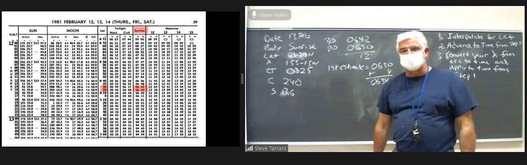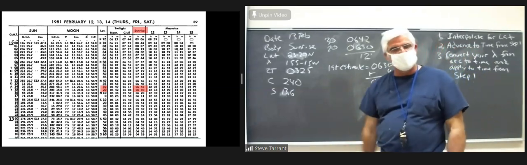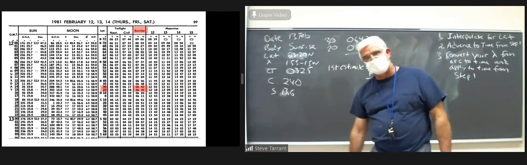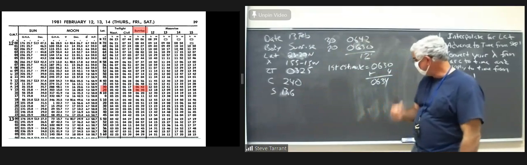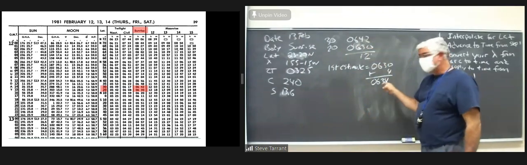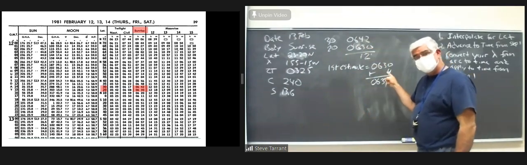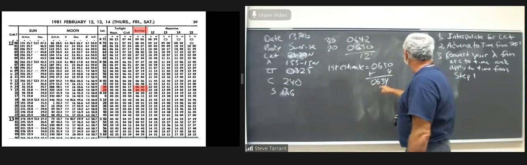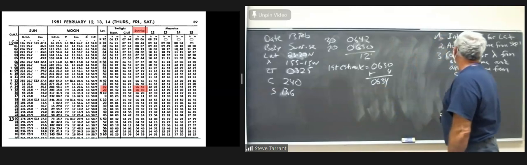Later on, for those who don't want to do it by eye and want to use a table, I'll show you how to use a table at the end. You might be off by a minute doing it this way, but that won't matter. So my first estimate is 0634. Step 1, done.